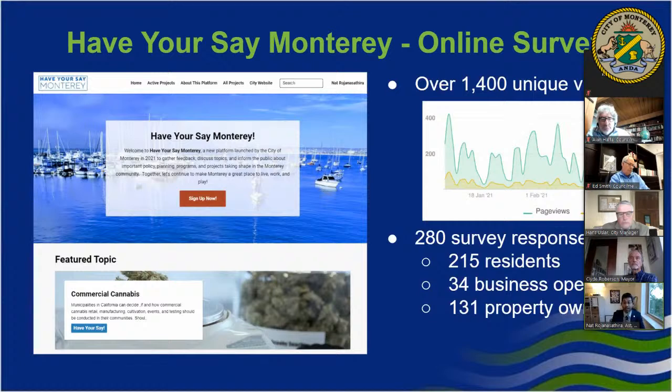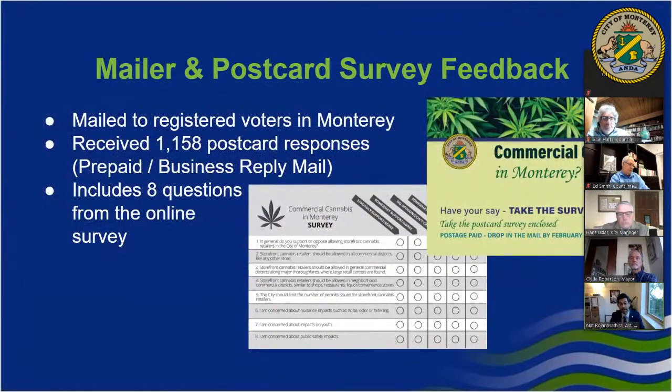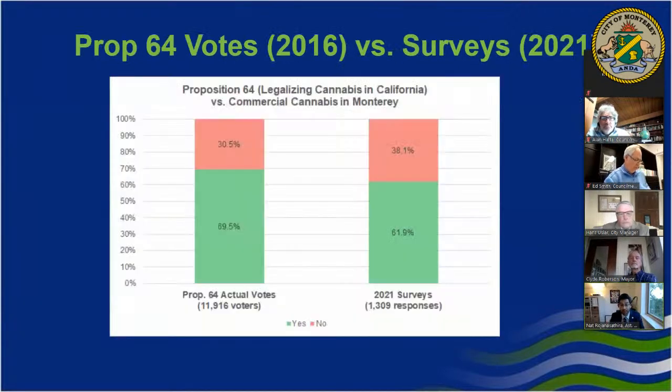As we look to the next slide, you'll see a little screenshot of the mailer and postcard. We sent informational mailers as well as business reply mail postcards where folks could fill out 8 questions from the online survey essentially and drop it off in the mailbox. Prepaid postage, we received 1,158 responses in the mail, and we tabulated all that data manually. So now let's take a look at the data for you.